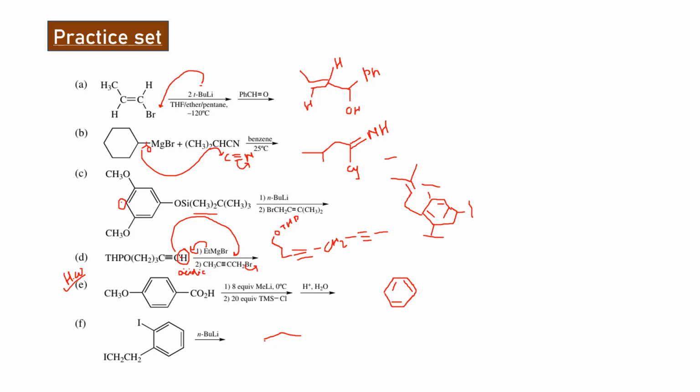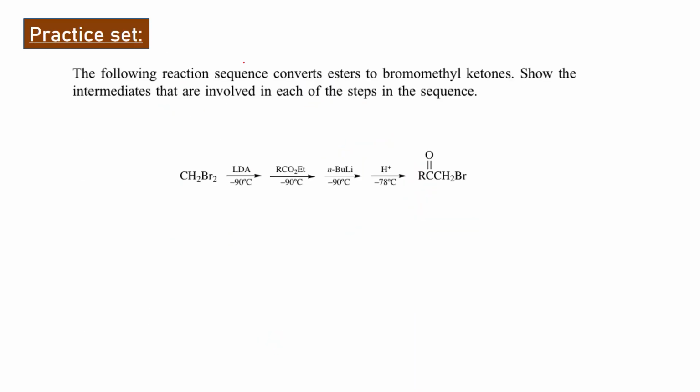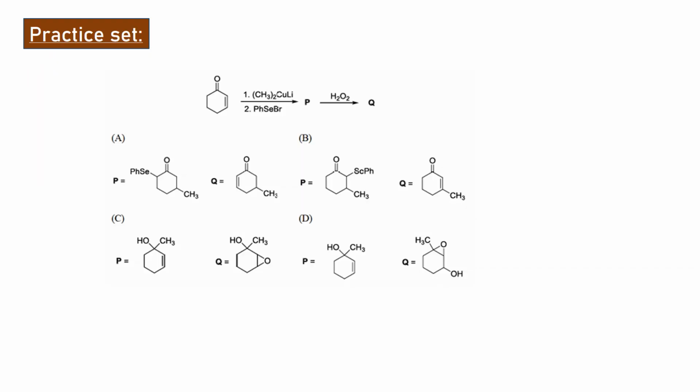What will happen in this case? This is similar to whatever we have solved. So this will just attack and will give us this 6,4 fused cyclic ring. Okay. This one I am also giving as homework. Just try. We will solve it in the next class.